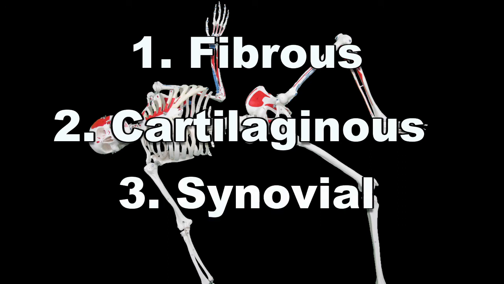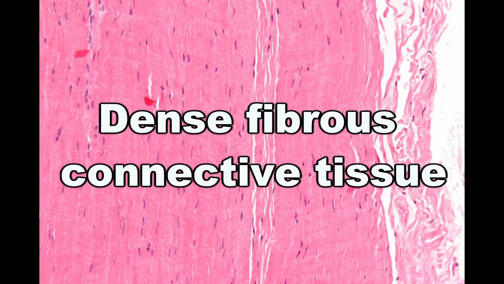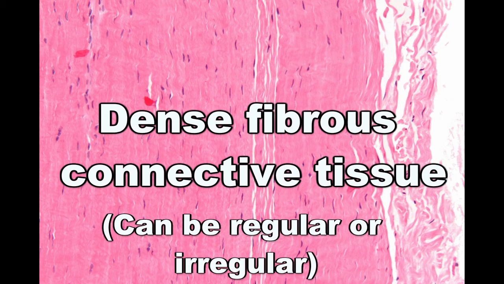The simplest joint structure is fibrous. A fibrous joint consists of two or more bones joined together by fibrous tissue. Specifically, this tissue is called dense fibrous connective tissue. These fibers can be almost microscopic or as big as ligaments, depending on where they're located.